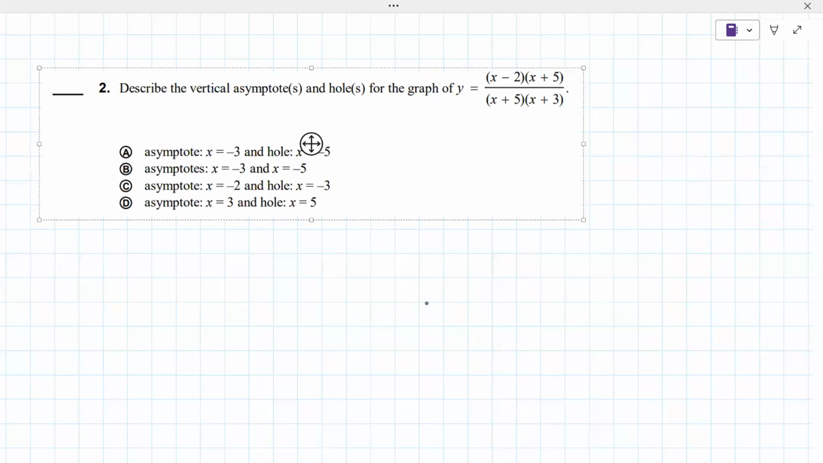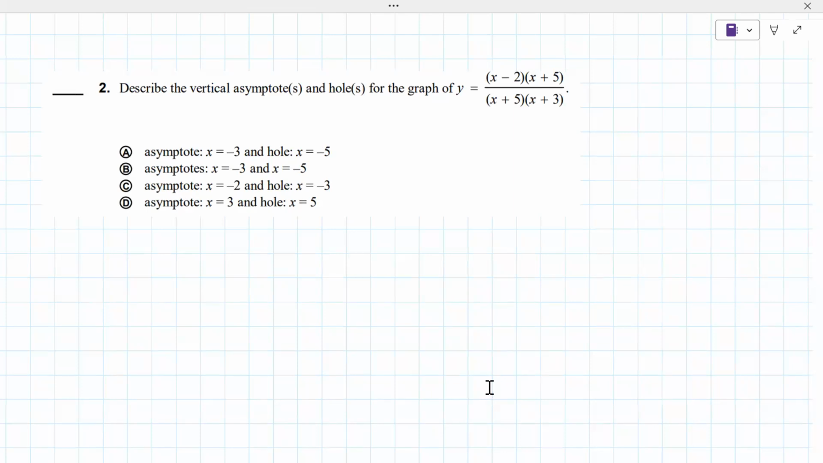All right. Let me write the equation. X. And then vertical. So there is a hole at x equals -5. Okay, then that narrows it down to A or B.